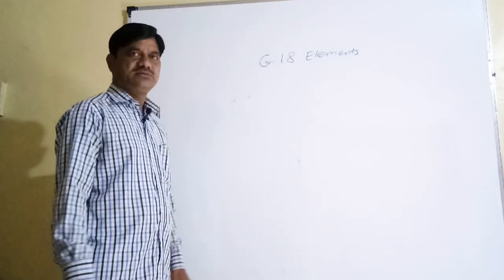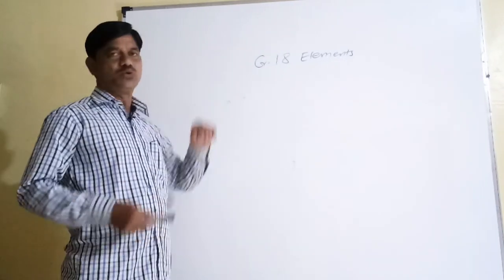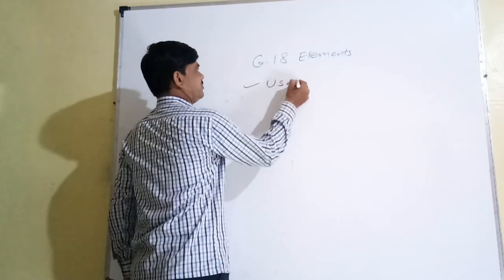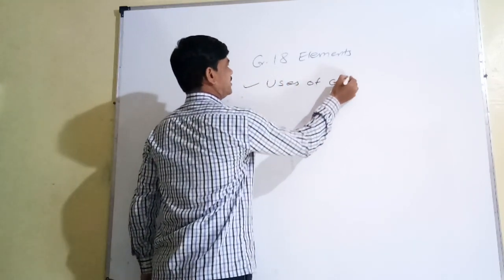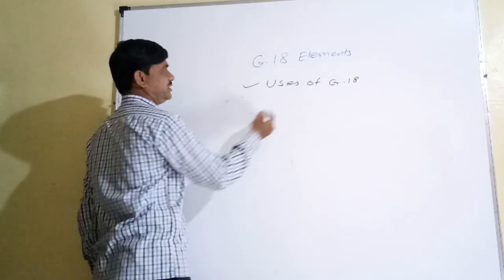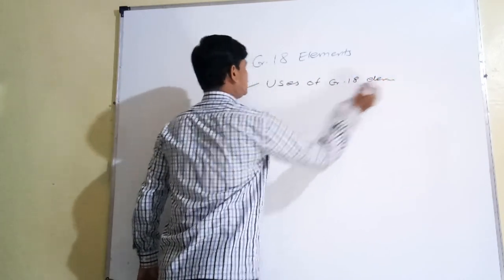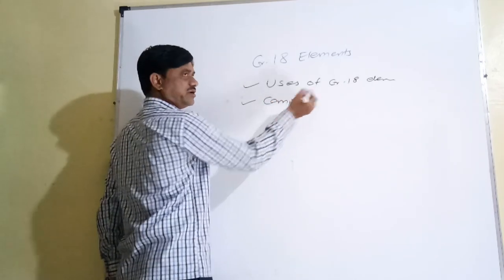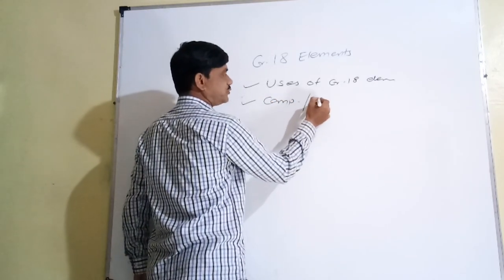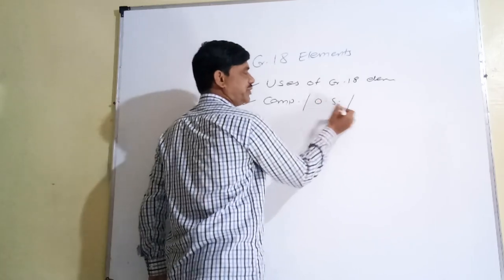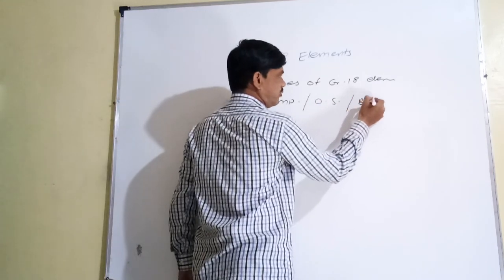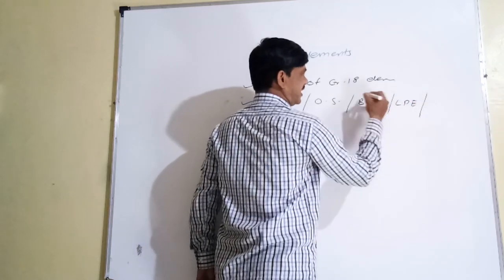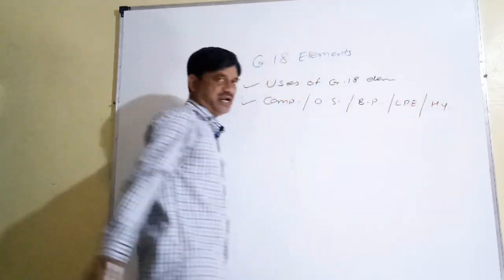In today's session, we are going to discuss the important points in the case of group 18 elements. What is the first one? The important uses of inert gas elements, that is group 18 elements. Then, in addition to that, we will discuss different types of compounds of inert gas elements with respect to the oxidation state of that particular element, the number of bonding pairs of electrons, lone pairs of electrons, and in addition to that, we will discuss hybridization.